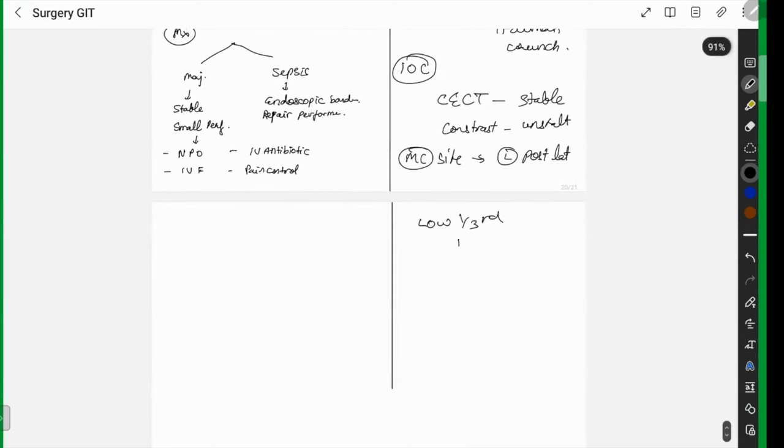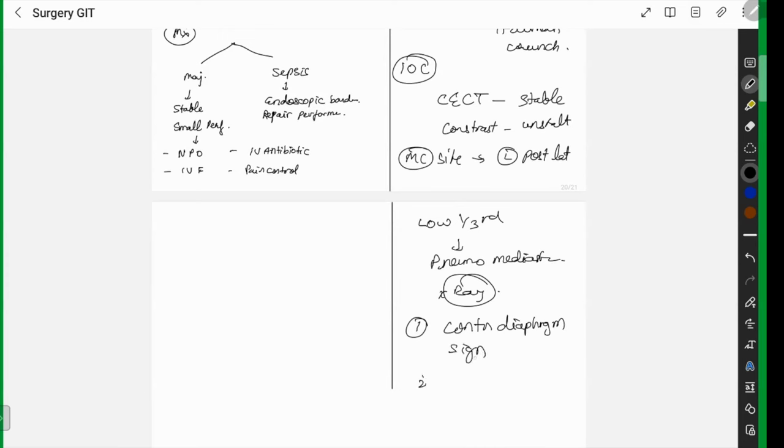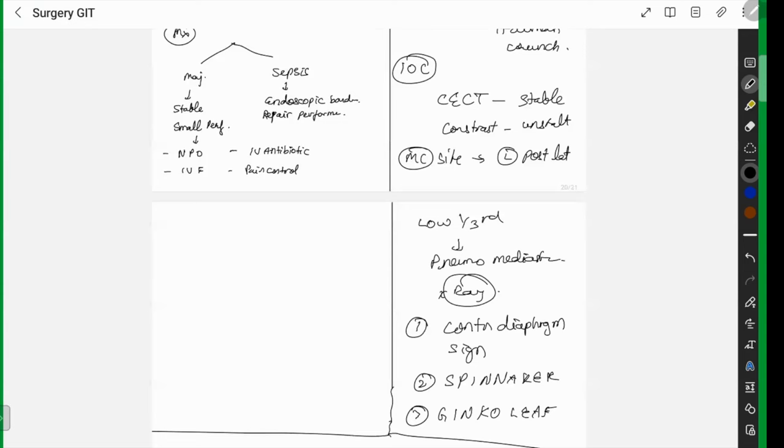You will find pneumomediastinum. On X-ray, you're going to find three signs. Number one, continuous diaphragm sign. Number two, spinnaker sign. Number three, ginkgo leaf sign. These are the three important features you're going to find.